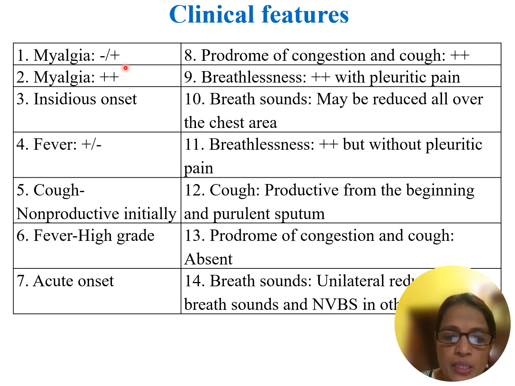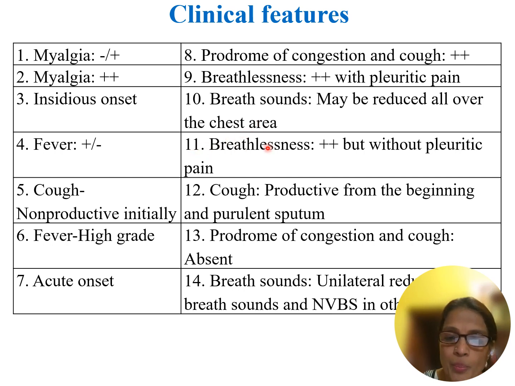Myalgia plus or minus, that's order number 1. Number 2, myalgia plus plus. Number 3, insidious onset. Number 4, fever plus or minus. Number 5, cough non-productive initially. Number 6, fever of high grade. Number 7, acute onset. Number 8, prodrome of congestion and cough present. Number 9, breathlessness plus with pleuritic pain. Number 10, breath sounds may be reduced all over the chest area.